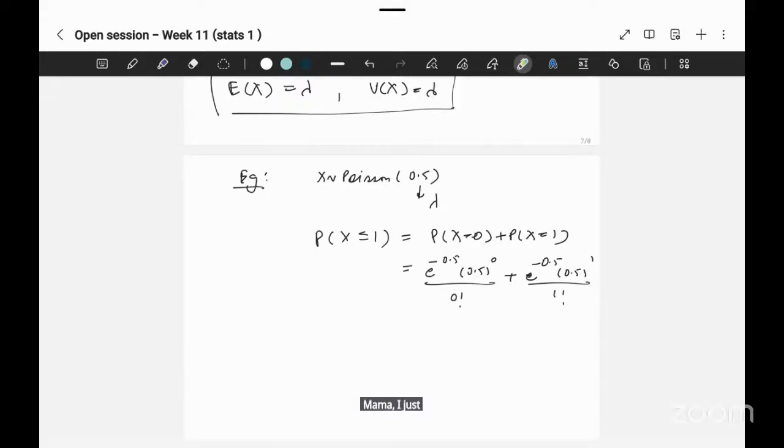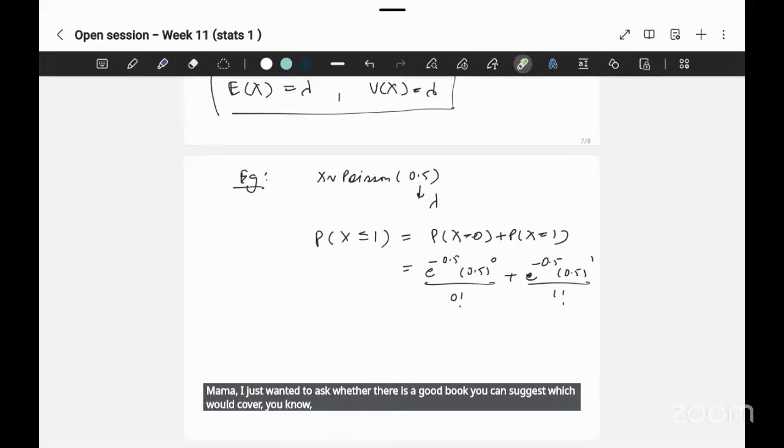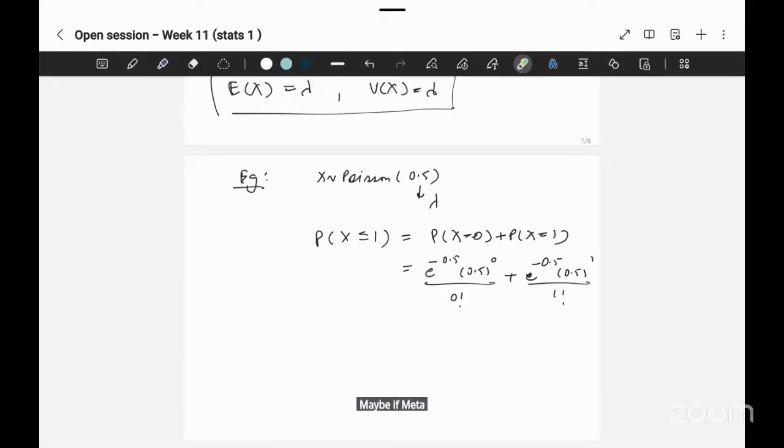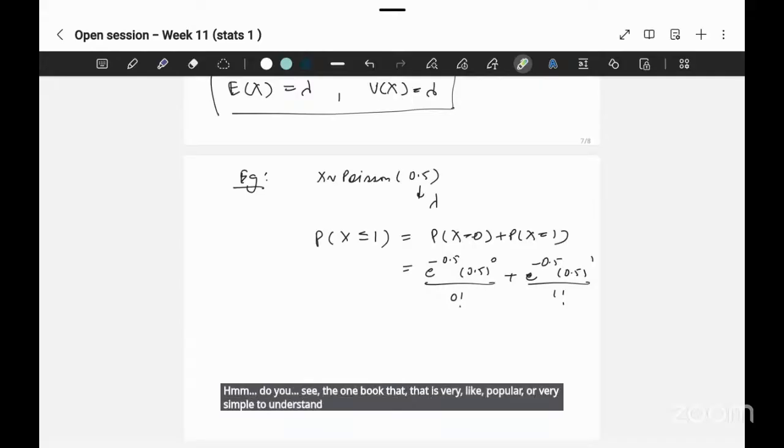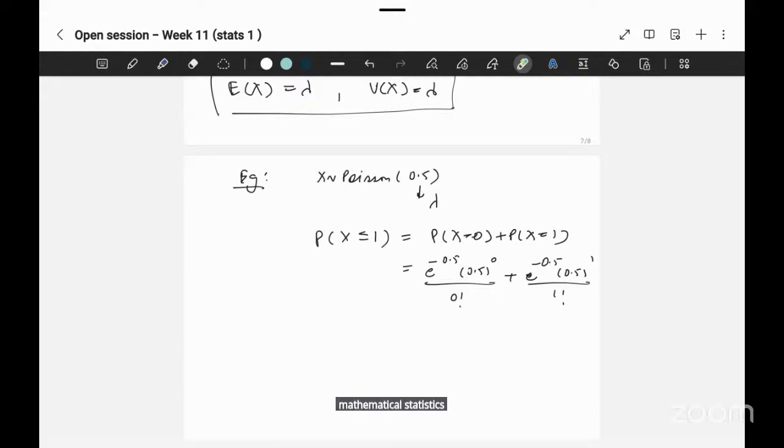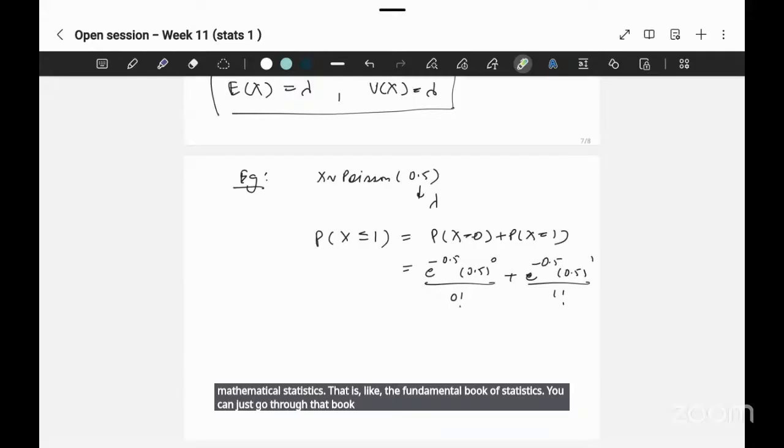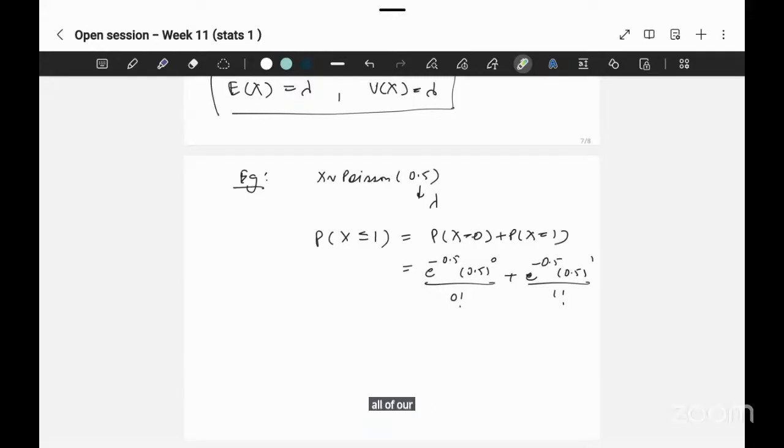Ma'am, I wanted to ask whether there is a good book you can suggest which would cover most of stats. One book that is very popular and simple to understand is S.C. Gupta, Fundamentals of Mathematical Statistics. That is the fundamental book of statistics. You can just go through that book. Would it cover all of our syllabus? Stats one, yeah, it will cover.